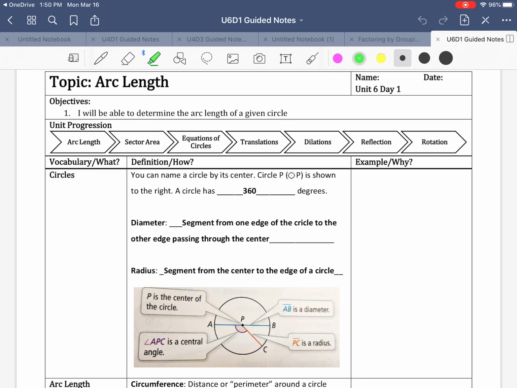Hi you guys, today's lesson is about arc length, Unit 6, Day 1. Our objective is that I will be able to determine the arc length of a given circle. Alright, so Unit 6, we're talking all about circles.